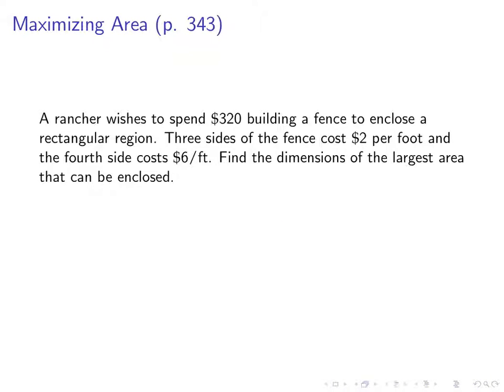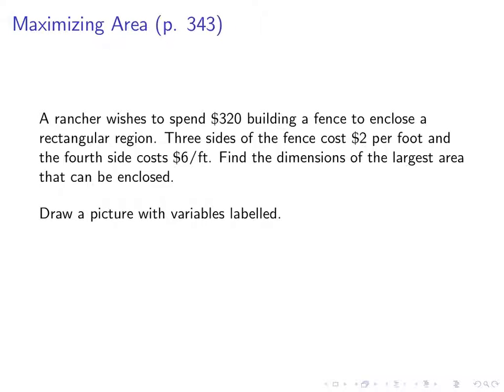In section 5.6 now you have the following example, which involves maximizing area. A rancher wishes to spend $320 building a fence to enclose a rectangular region. 3 sides of the fence cost $2 per foot, and the 4th side, the expensive side, costs $6 per foot. Find the dimensions of the largest area that can be enclosed. So we want to maximize the area under these constraints.